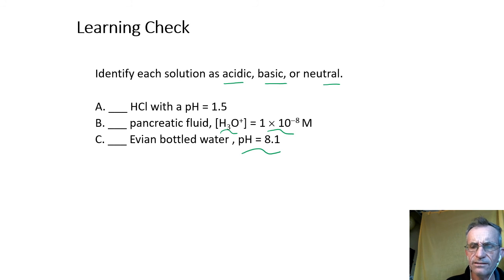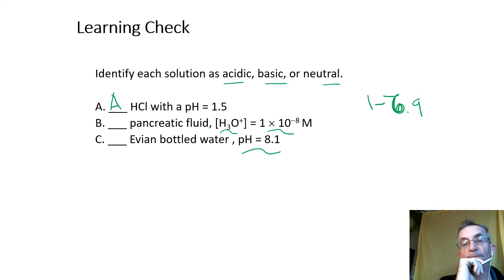All right, so let's see if you can do it. You're going to get these pop-up questions, and then we'll go over them in a minute. Number A, HCl has a pH of 1.5. Is that acidic, basic, or neutral? If you have a pH between 1 and 7, you are acidic. So that would be acidic. If you're 7, you're actually neutral. So 1.5 is acidic.